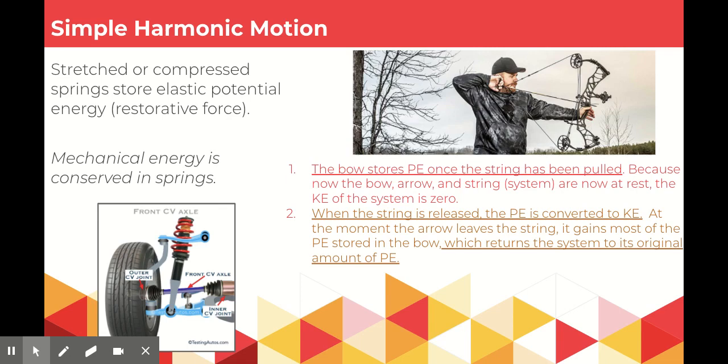Then when you release the string, that potential energy is converted into kinetic energy. And the moment the arrow leaves the string, it is going to gain most of the potential energy stored in the bow. So that's going to return the system to its original amount of potential energy. So if you want to think about this in terms of that spring constant or Hooke's law, the longer your draw length is, and also the amount of force that's being applied, your spring constant can change. So if you have a higher spring constant within your setup, your string here, and you have a longer draw length, that can increase the force being applied.